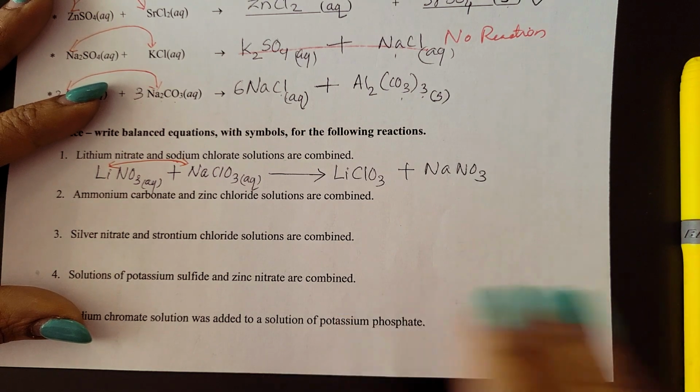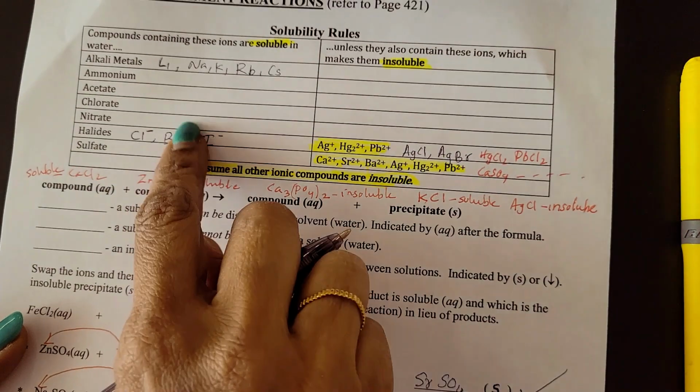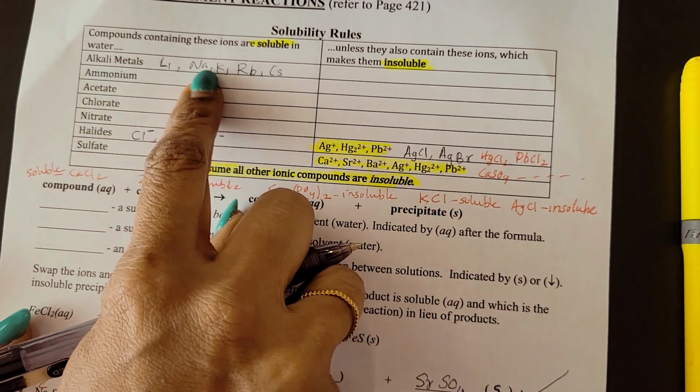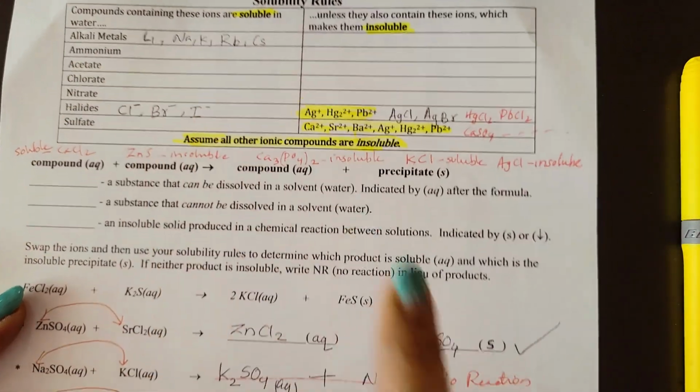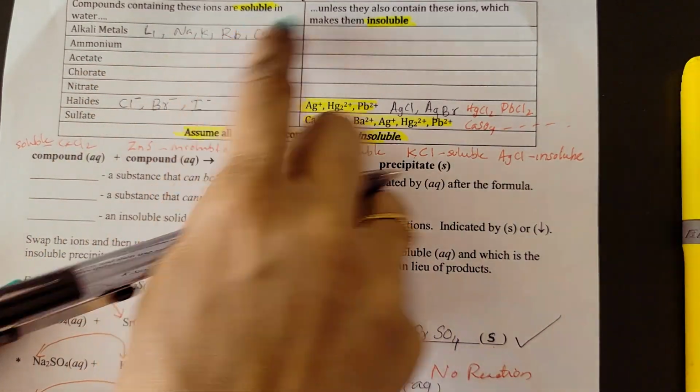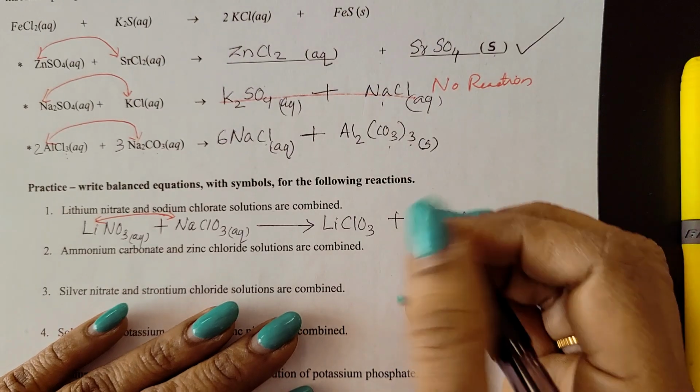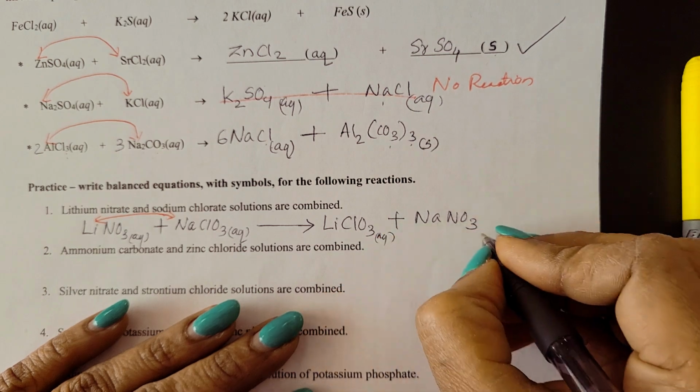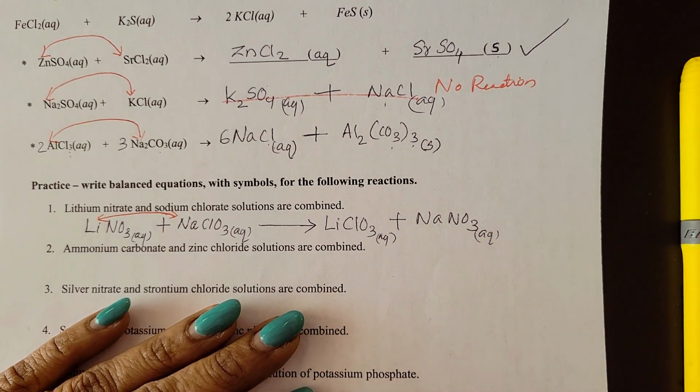Okay, what is the next step? Check the solubility rule. You can check it here. All group 1s are what? Alkali metals are soluble. So both of them are what? Soluble.